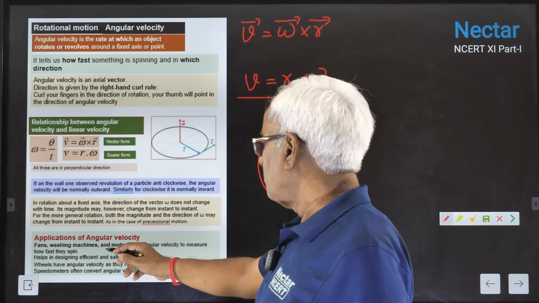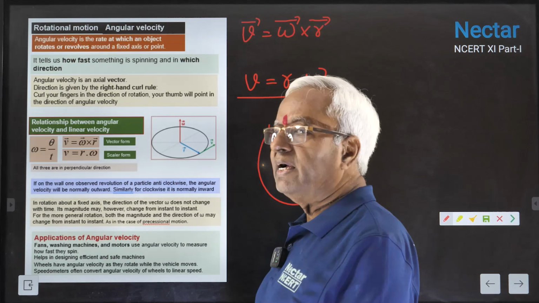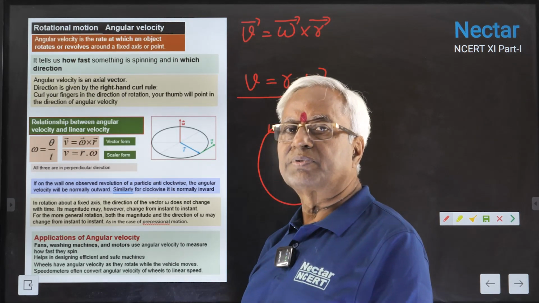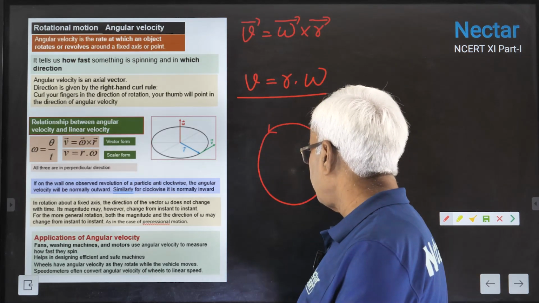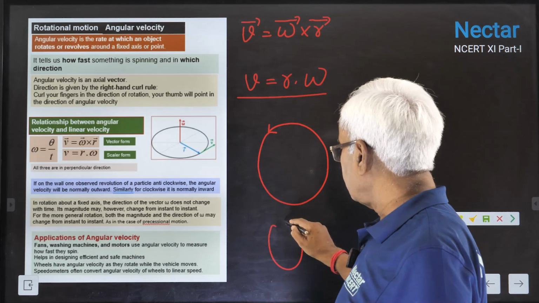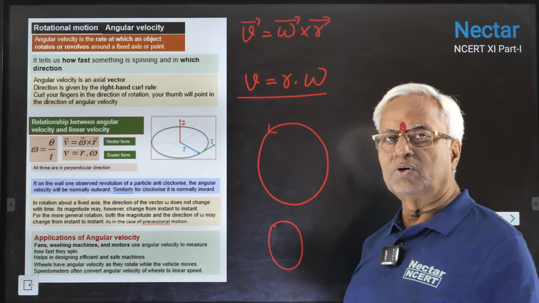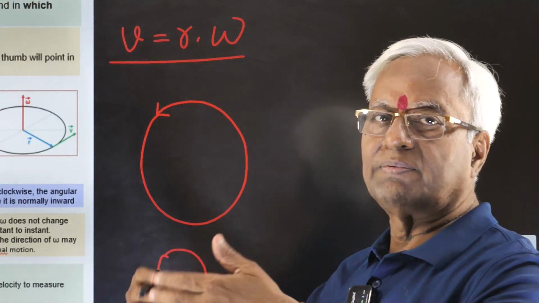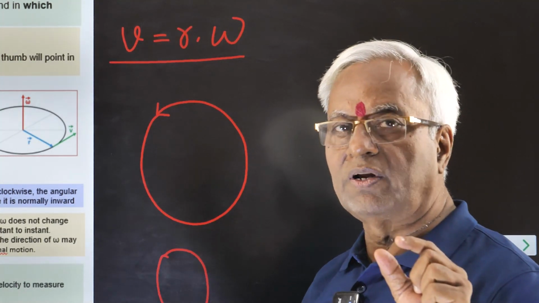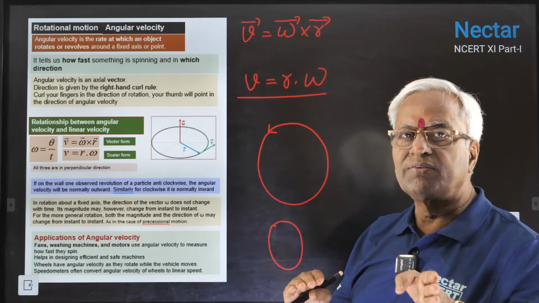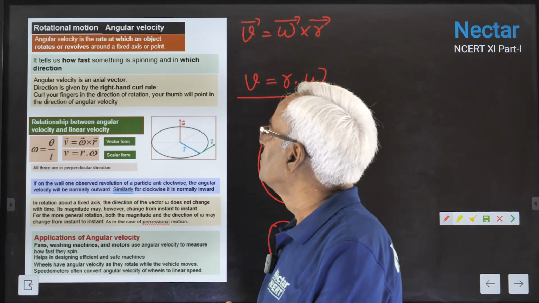When fans, washing machines, motors are running, we might measure the speed in terms of angular velocity only. And wheels have angular velocity when cars, vehicles, trucks are in motion. There are wheels having rolling motion, but the speedometer will convert this velocity into the linear velocity. That is how the speedometer works.